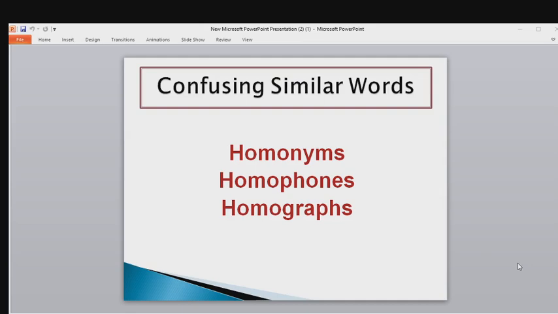So they are called homonyms. All these confusing words with the same pronunciation but different meanings, we call them homonyms. But there are homophones and homographs as well. So these homonyms are categorized into homophones and homographs. What are these three terms and how can we differentiate between them?